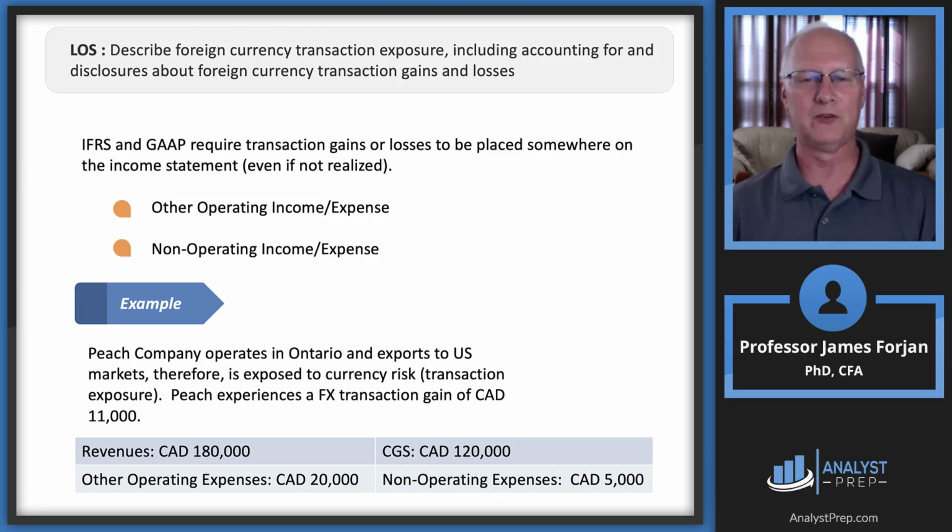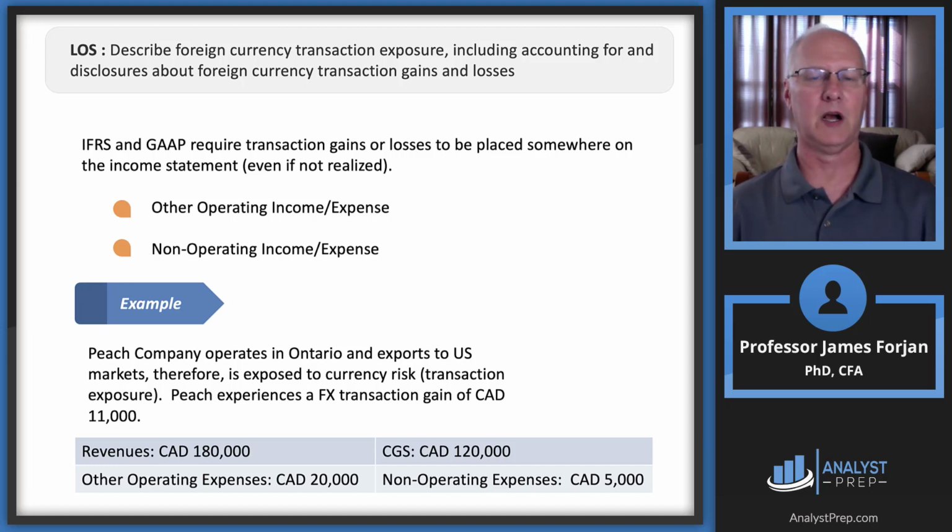All right, so we're exposed to currency risk. There's the transaction exposure term that's used in the reading. Let's suppose that we have a transaction gain of 11,000 Canadian dollars. That's analogous to the 100 Australian dollars that we had in that previous example. Some financial information from this peach company: there's 180 revenues, 120 cost of goods sold, other operating expenses 20, and non-operating expenses 5.